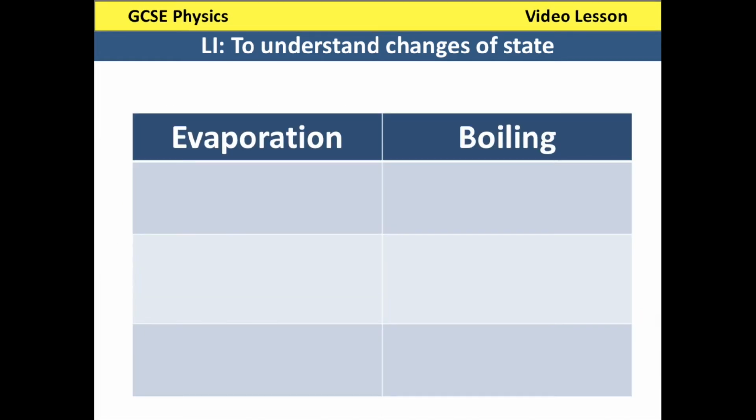Now let's consider the key differences between evaporation and boiling. We've touched on these in the previous lesson anyway, but let's go into them in more detail. Evaporation will only happen at the surface of the liquid, so the particles on the very surface are the ones that will escape. The ones deeper into the liquid wouldn't escape from the liquid.